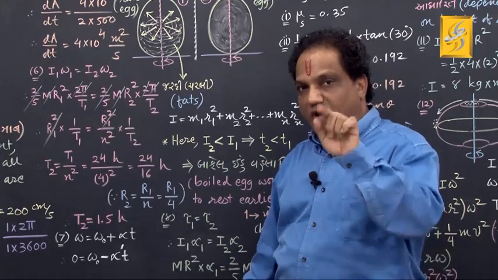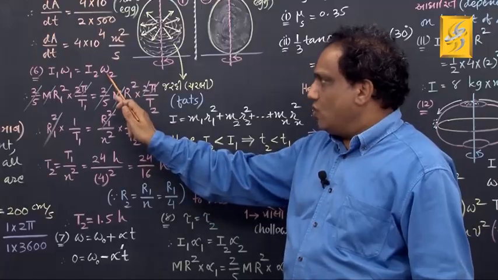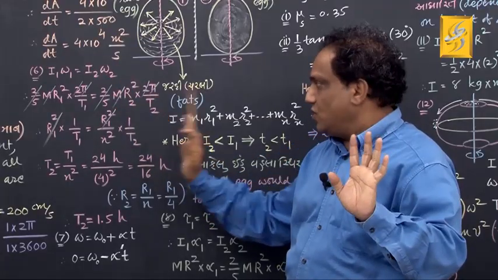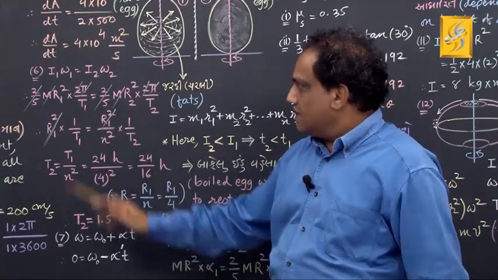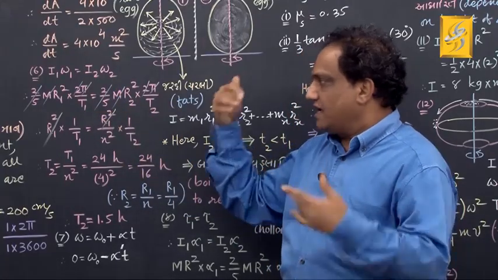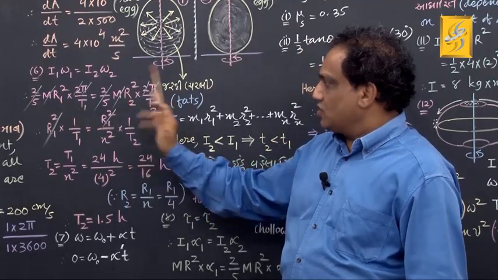This I2 is 2 by 5 m r2 square. The omega 2 formula is 2 pi upon T2. Now 2 by 5 m gets cancelled, and 2 pi also gets cancelled. What is left? R1 square upon T1 equals R2 square upon T2.